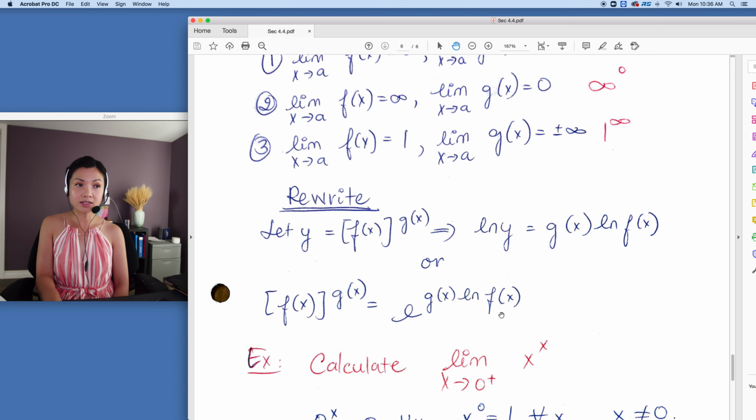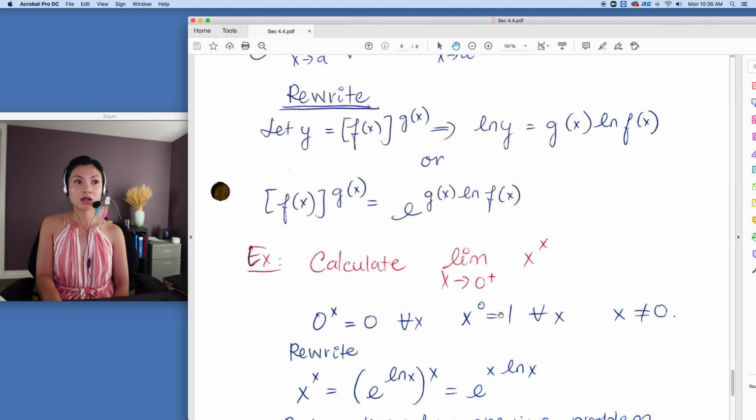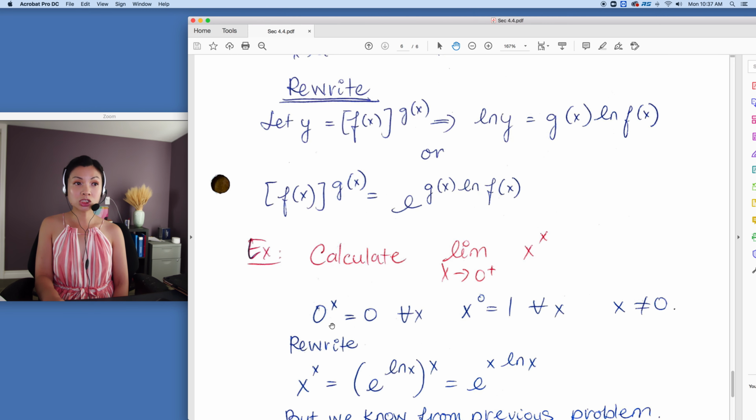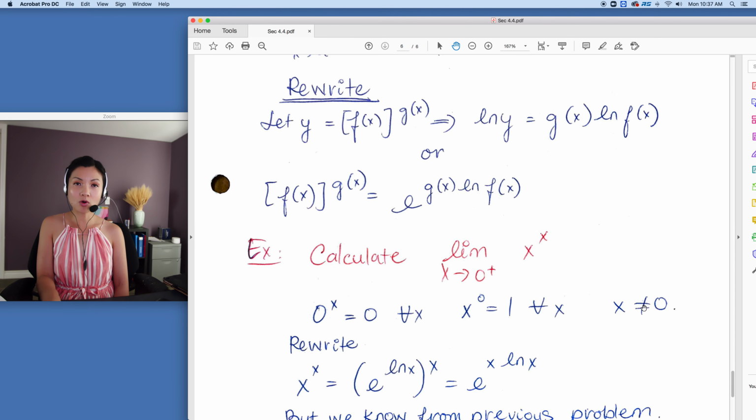So let's try it. Now, you see right here, we have 0 to the 0, right? So we have the indeterminate power here. So make sure that we know that 0 to the x power equals 0 for all positive x. x to the 0 power equals 1 for all x, except for x equal to 0.